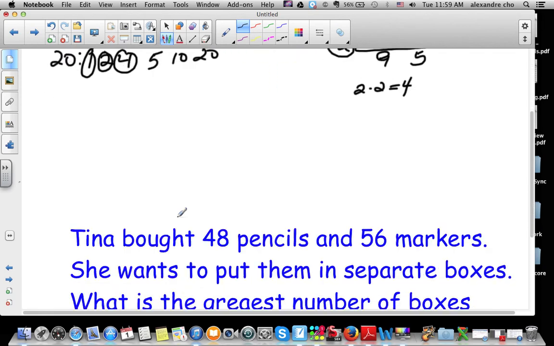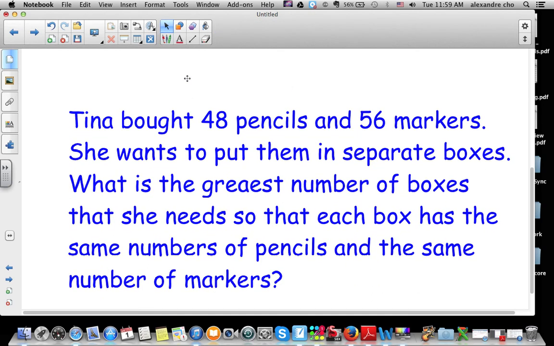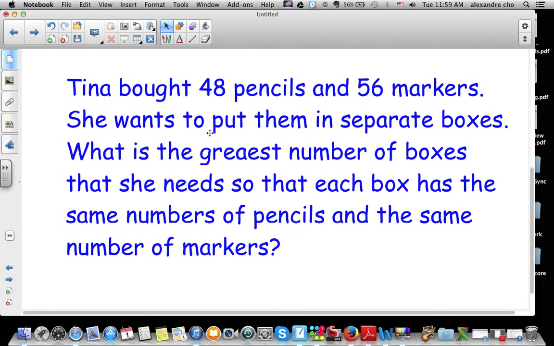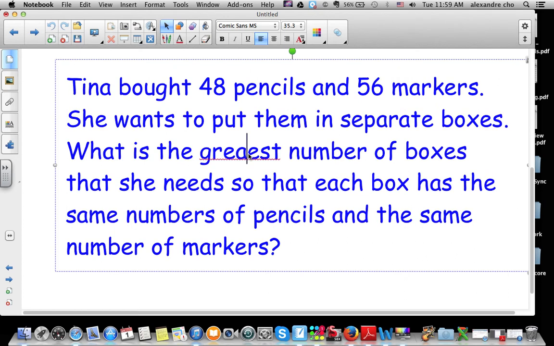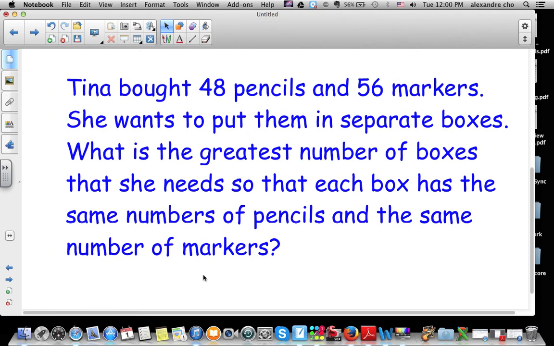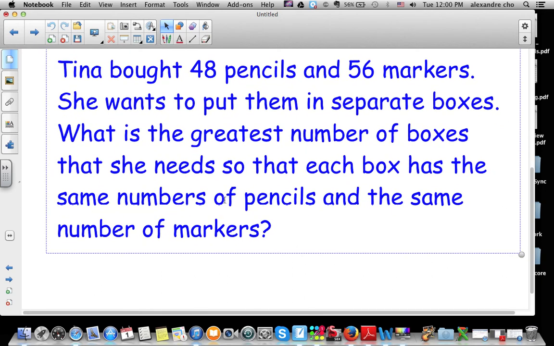Okay, let's look at our word problem. Here we go. Tina bought 48 pencils and 56 markers. She wants to put them in separate boxes. What is the greatest number of boxes that she needs so that each box has the same number of pencils and the same number of markers? Okay.